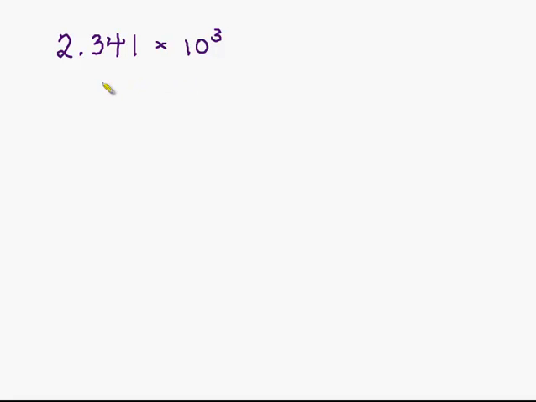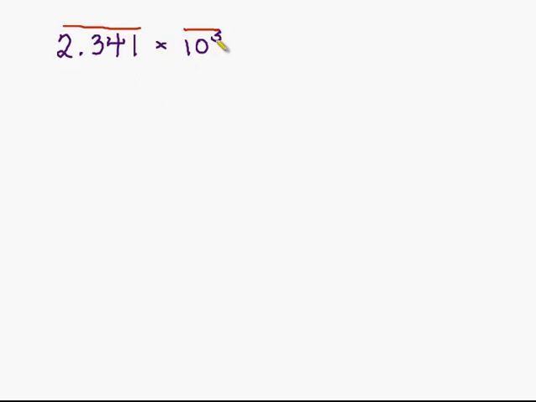Let's review a few things on scientific notation. So here we have a number in scientific notation, and we're going to change it to standard form, which is your regular everyday number form. And so scientific notation, again, we have this number here between 1 and 10, and it's multiplied by a power of 10 to the third in this case.